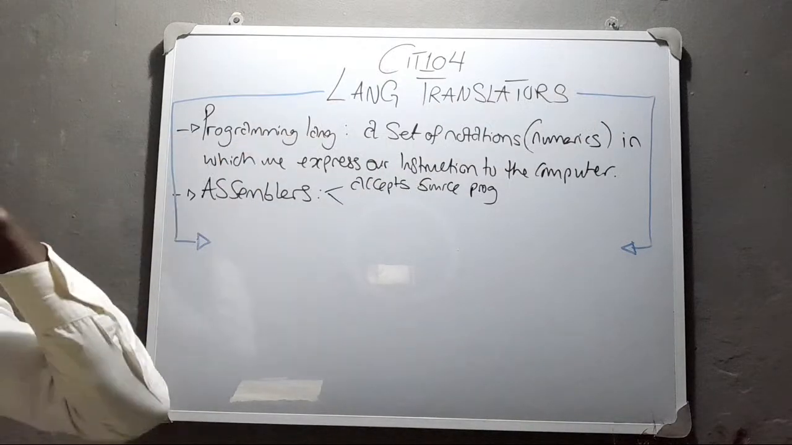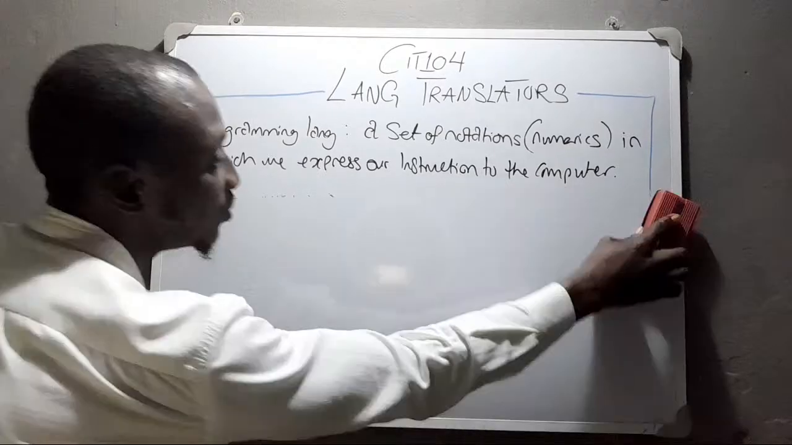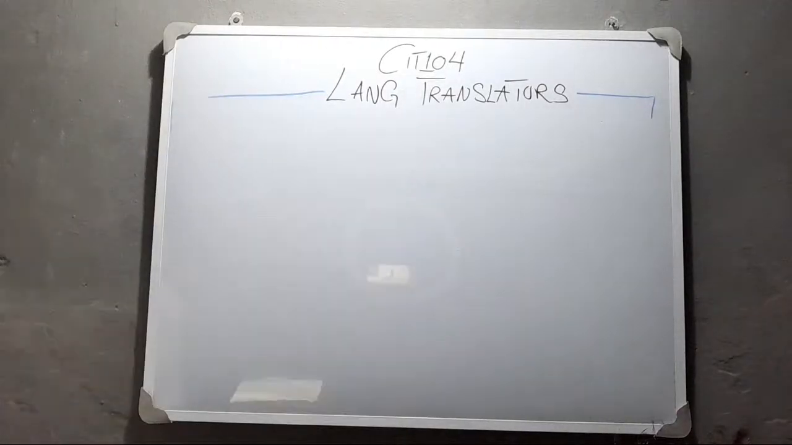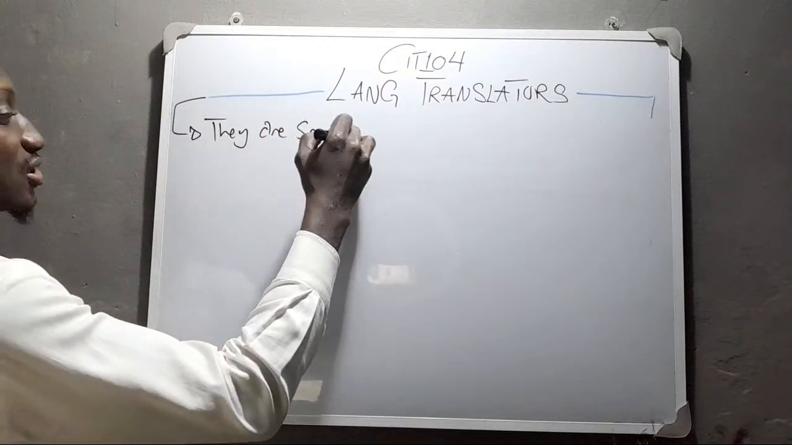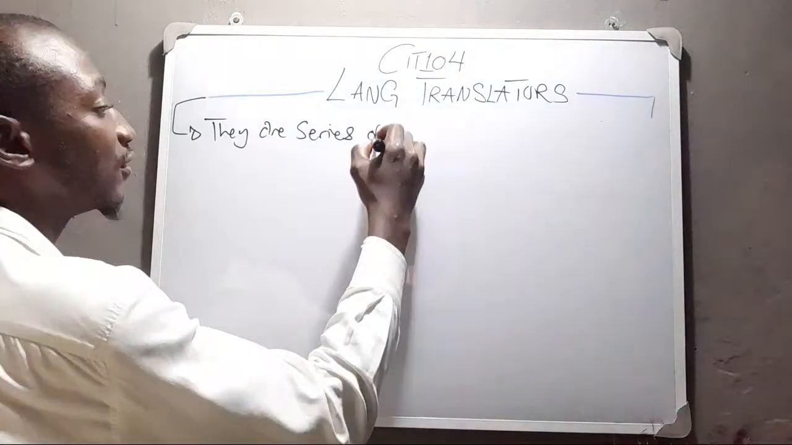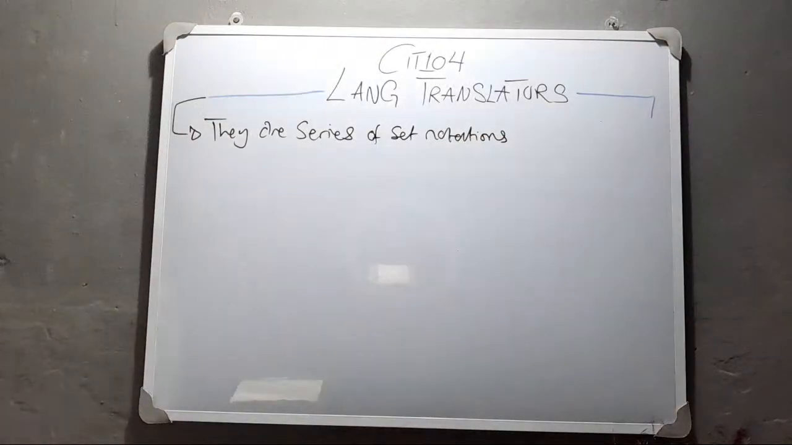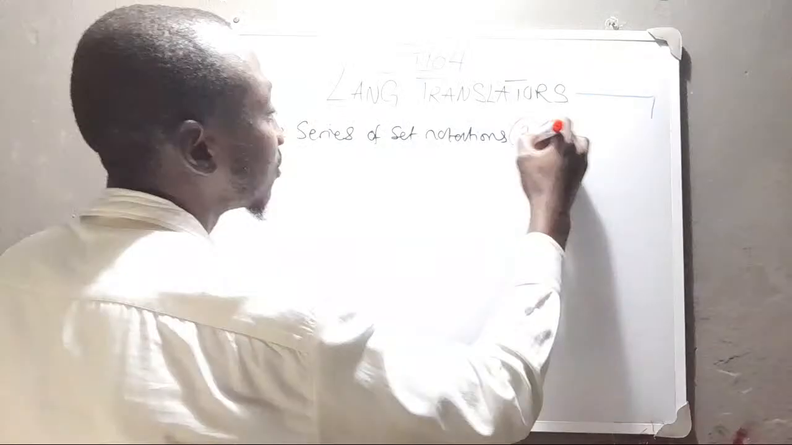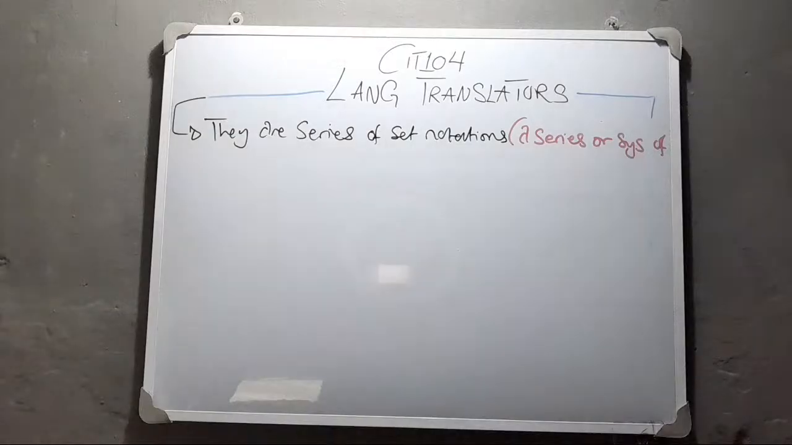Language translators are said to be a set of notations, series of written symbols. Let's take it properly. Language translators are series of set notations. And what are notations? Notations are a series or system of written symbols.